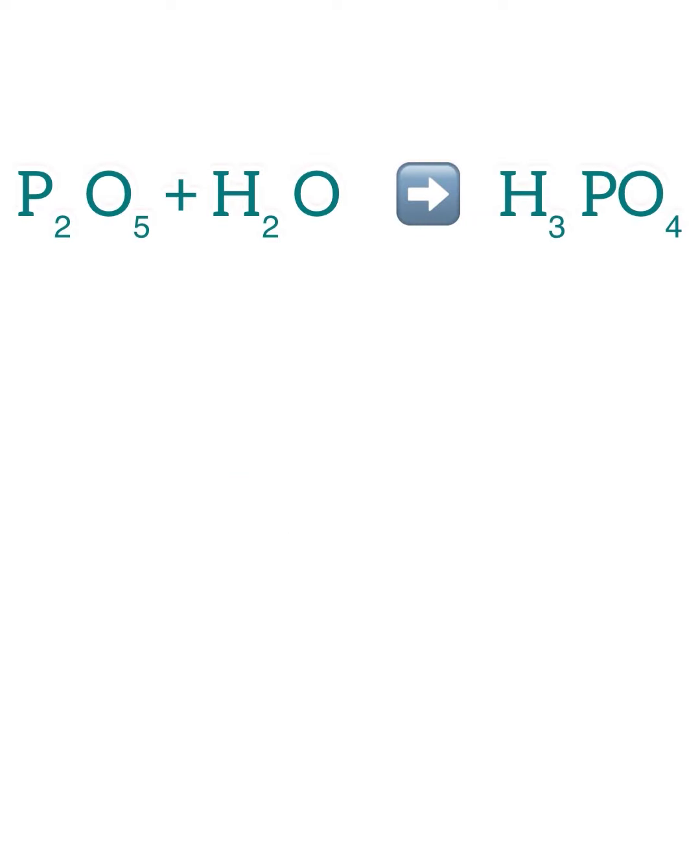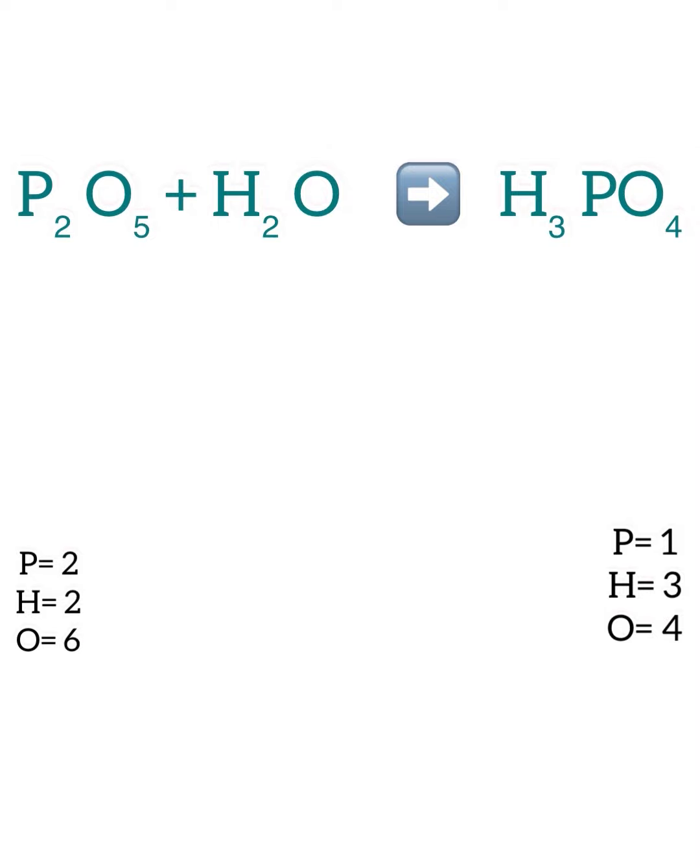Hi, I am Pamela Parra. Here we have a chemical equation. Now we separate the atoms on the left side. Phosphorus 2, hydrogen 2, and oxygen 6. Now we separate the atoms on the right side. Phosphorus 1, hydrogen 3, and oxygen 4.